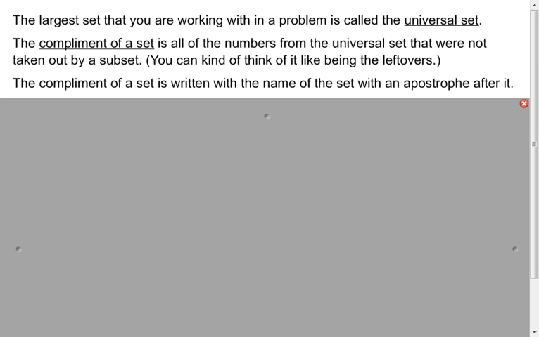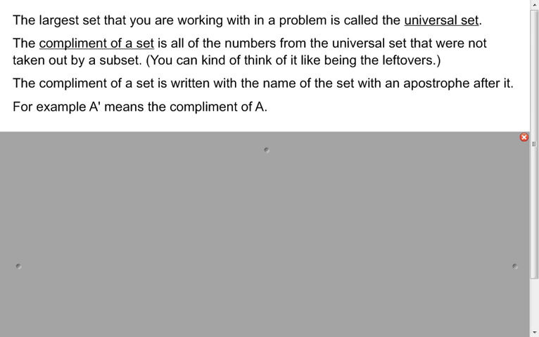The way that you write the complement of a set is you write the name of the set with an apostrophe after it. For example, A with an apostrophe means the complement of A. We'll see how that looks in a real problem on the next screen.